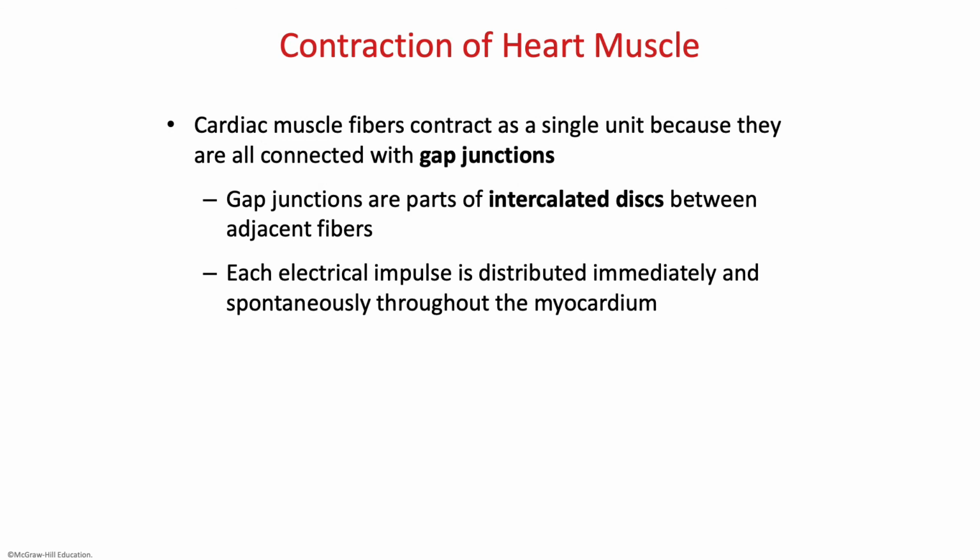Contraction of the heart muscle itself occurs as a single unit between muscle fibers because they're all connected with gap junctions, which are parts of intercalated discs, which allow each electrical impulse to be distributed immediately and spontaneously throughout the entire myocardium.